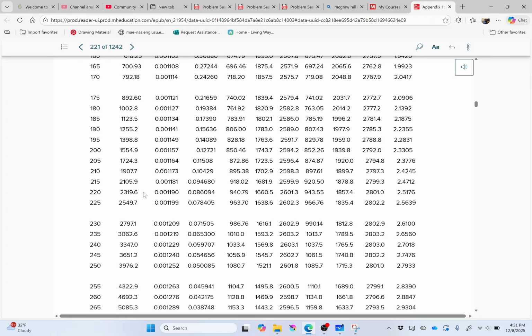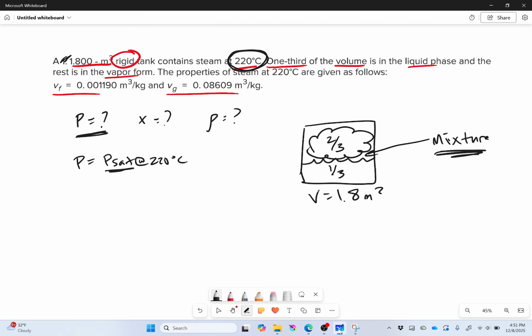And then all of this line, because I know it's a saturated mixture at this temperature, is going to show me my properties for this particular state. And so this column is the pressure column. For 220 degrees Celsius, I'm going to have a pressure always, every single time, for a saturated mixture of water of 2,319.6 kilopascals. So that is my answer to that very first problem right there. And I'm already done with that first step. Not too bad, right? So that equals 2,319.6 kilopascals. And we are done. Glorious.